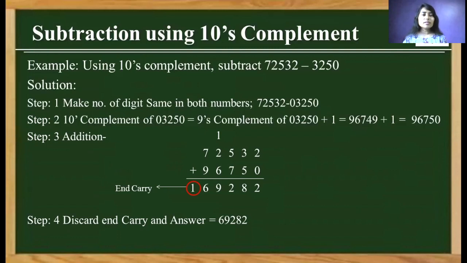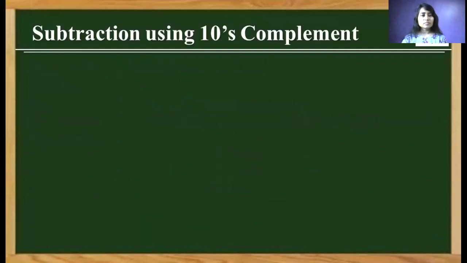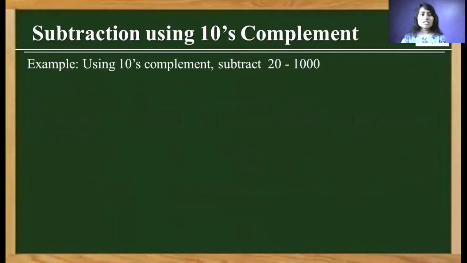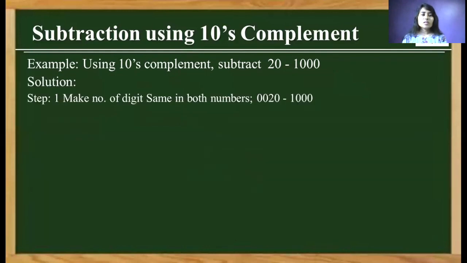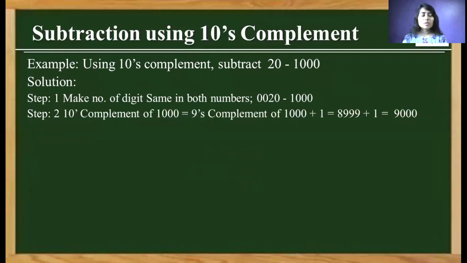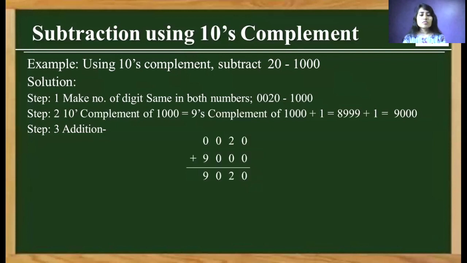Let's take another example. Subtraction using tens complement. Perform this subtraction: 20 minus 1000. So make the number of digits the same in both numbers. Step number 2, calculate tens complement of 1000, which is 9000. Then perform addition. So 20 plus 9000, we have the answer 9020. So we have no end carry.